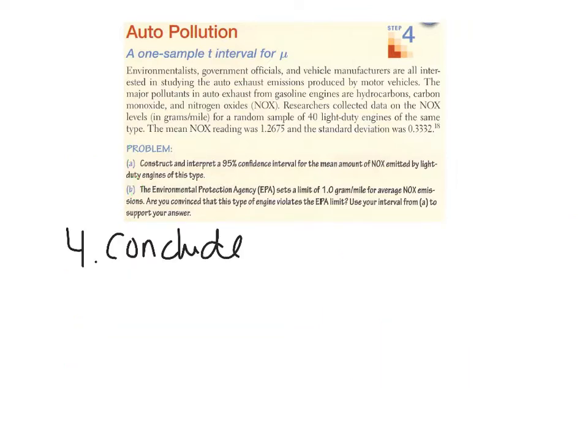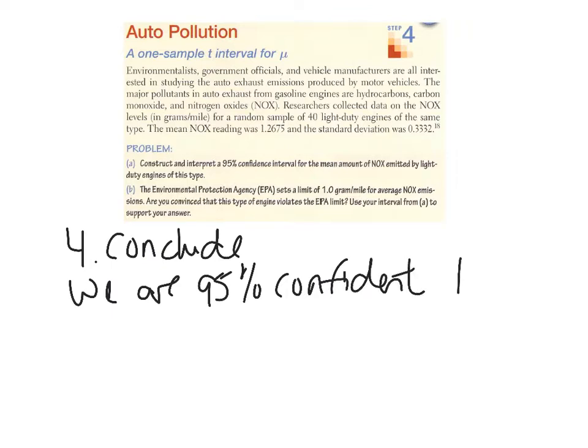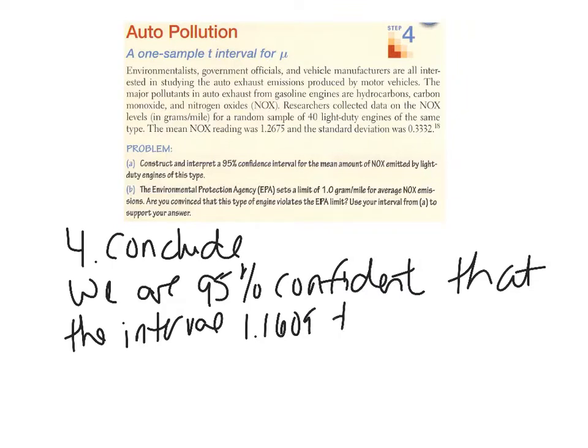So now I need to do step 4, which is my conclusion. Remember our statement here, it's the same as it was before. We are 95% confident that the interval we calculated, 1.1609 to 1.3741 grams per mile. You can put some units in there, again for context.